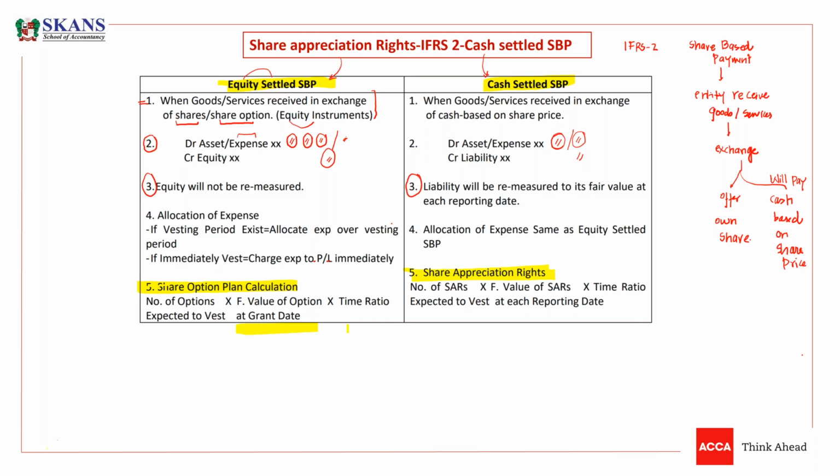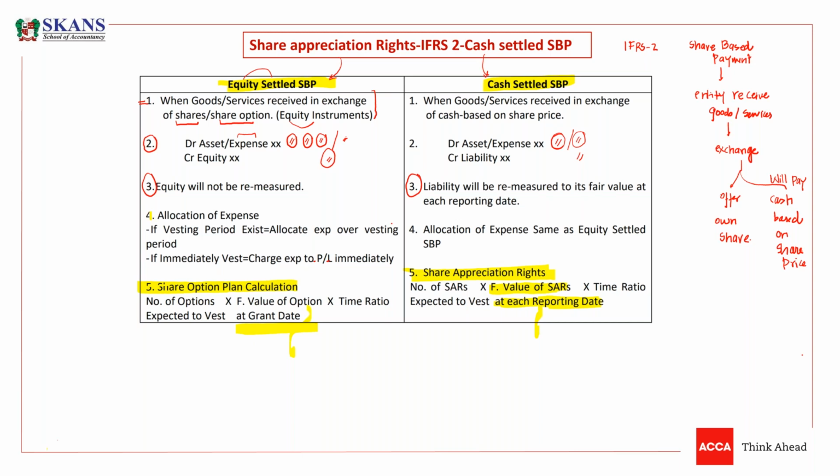For share appreciation rights, it is the number of SARs expected to vest. What is SAR? Share appreciation rights. Multiply by the fair value of SARs at each reporting date. This is important: the liability is being measured at each reporting date. You have to change the liability value at each reporting date. But in equity, you are not going to change it. Equity will not be remeasured, but the liability will be remeasured to its fair value at each reporting date. So this is an important thing in the formula.